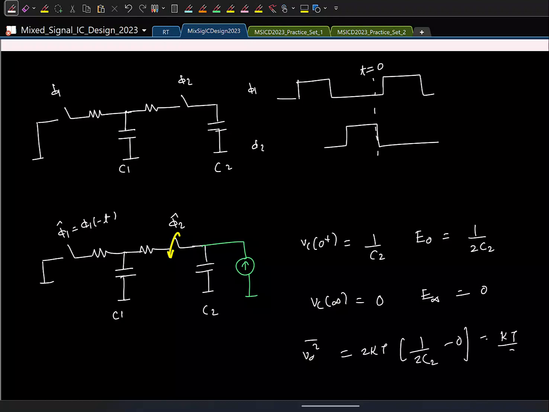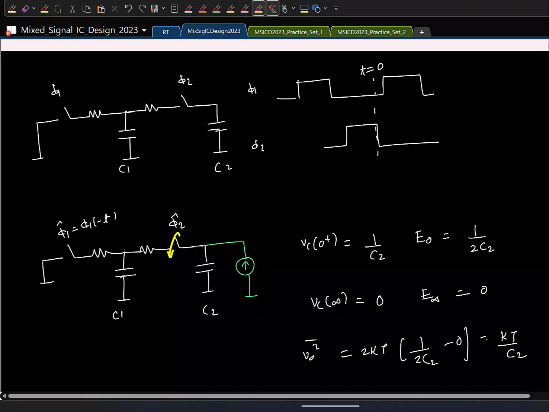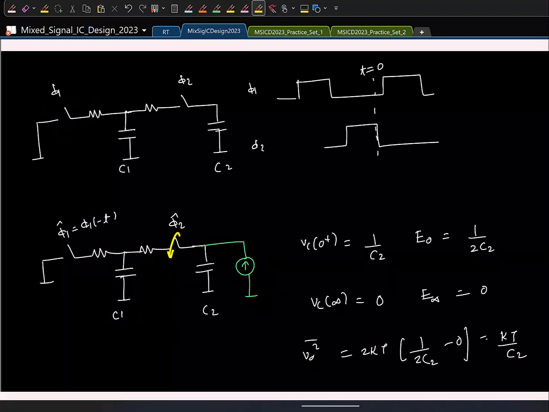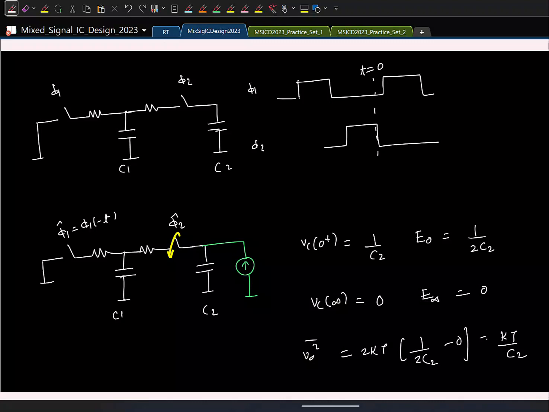That's all. Okay. And just to remind you, this will only work as long as you have passive networks, passive elements like switches, resistors and capacitors. The moment you have an active element, you can't use it. The moment you have an OTA, this trick cannot be applied. That's something we have to remember. Only for passive networks you can apply it. So let's stop here.